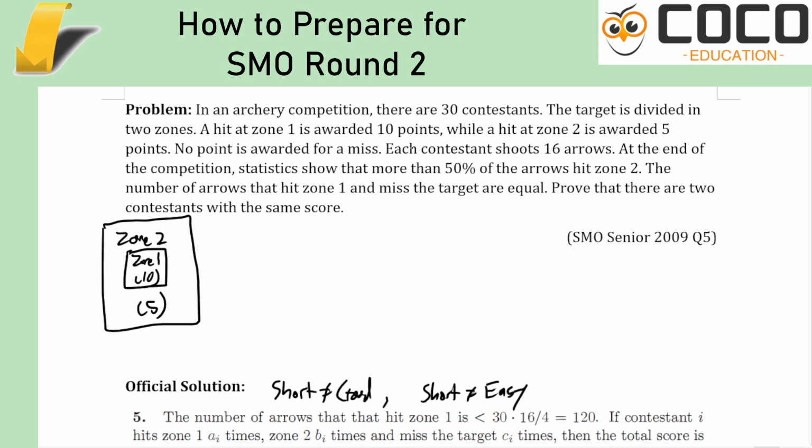Each contestant shoots 16 arrows at the end of the competition. Statistics show that more than 50% of arrows hit zone 2. Okay, so numbers, I can count it straight away. There are 480 arrows. So not greater than or equals to, greater than 240 hit zone 2. The number of arrows that hit zone 1 and miss the target are equal. Prove that there are 2 contestants with the same score.